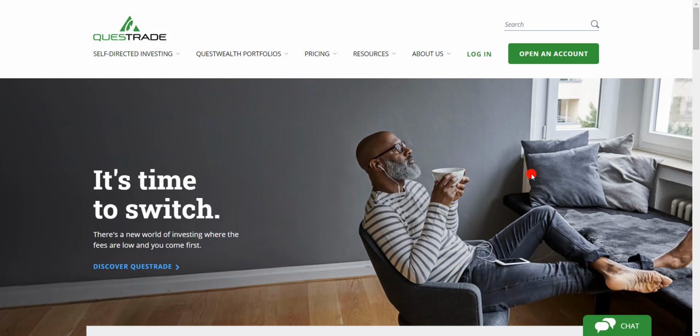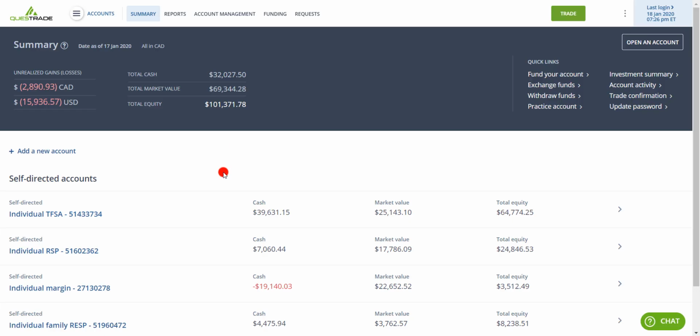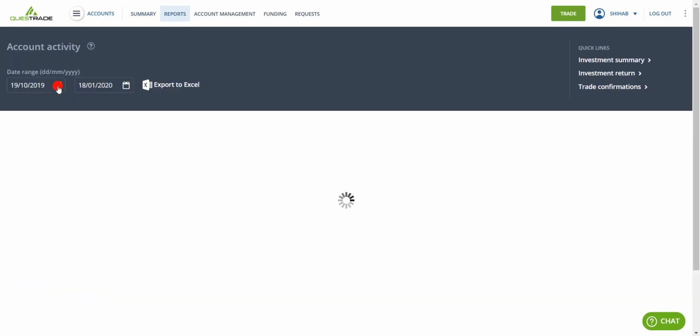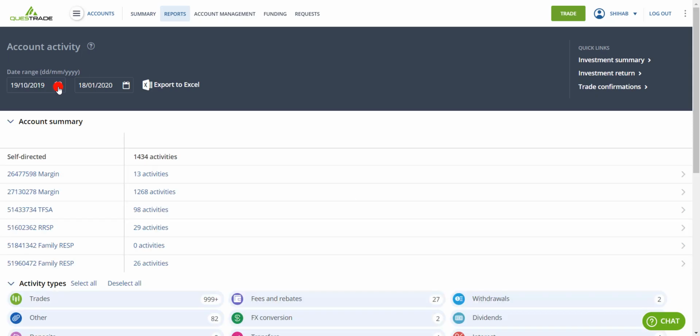All right, so first step, I'm going to log into my account, Questrade here. When I'm logged in, it brings me to my account management interface. If I want to go to my trading interface, I just have to click trade, but I want to look at my account activity for 2019 and dividends only. So I'm going to go under reports and then click on account activity. And then of course, I'm going to pick the 2019 period only.